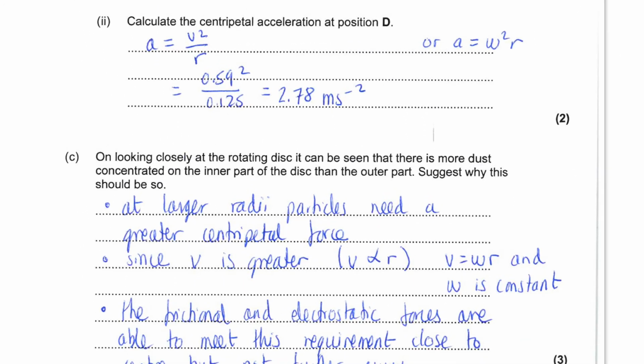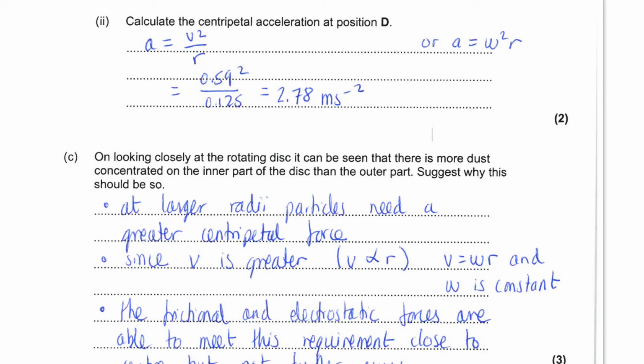Next, you are asked to calculate the centripetal acceleration. You have a choice of two equations for this, but you have just worked out the linear velocity, so it's very convenient to carry on and use acceleration equals v squared divided by r. This leads to an answer of 2.78 meters per second squared. You could use the alternative expression of acceleration equals omega squared r.